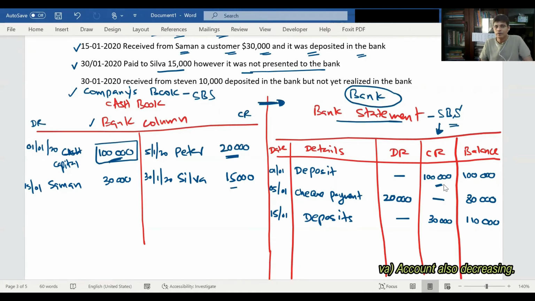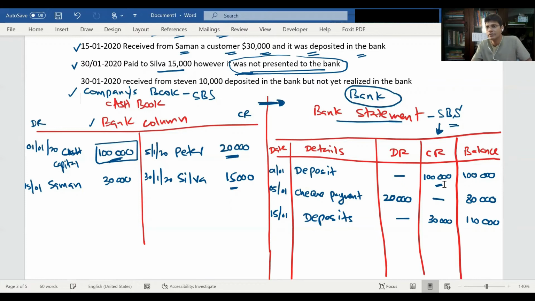When you credit here, the supplier will go to the bank and he has to encash it, right? He has to present the check and encash it. But what has happened? It was not presented to the bank. This is very important. Please remember, you have given the check to the supplier.